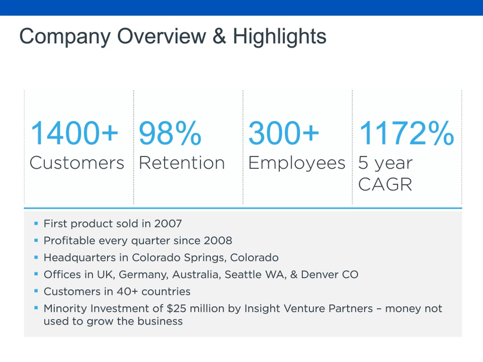The first Cherwell product sold was in 2007. We've been profitable just about ever since then, every quarter since 2008. I mentioned our headquarters is in Colorado Springs. We're located there, but there's offices in Denver, Germany, Seattle, Australia, and also partners who help scale across the globe as well. We have customers in over 40 countries.